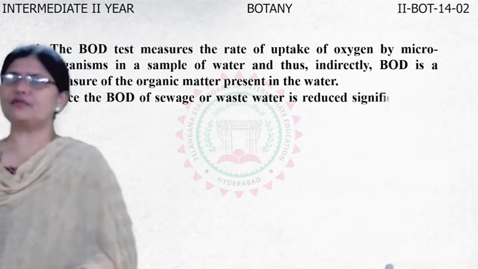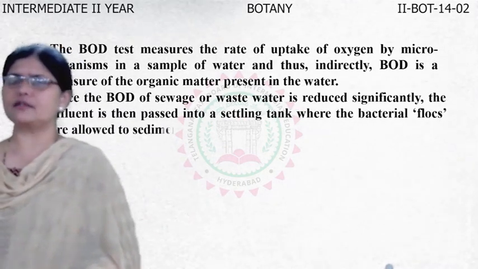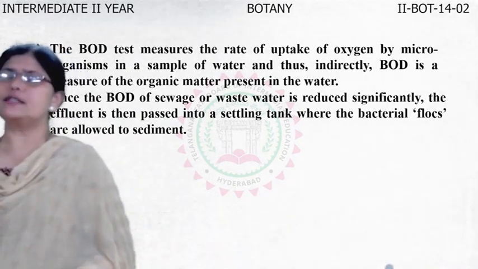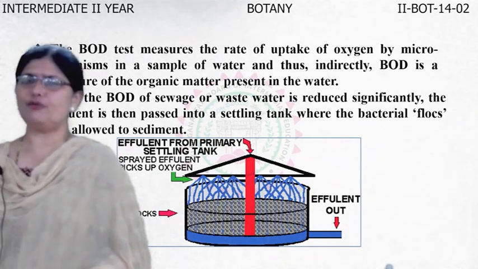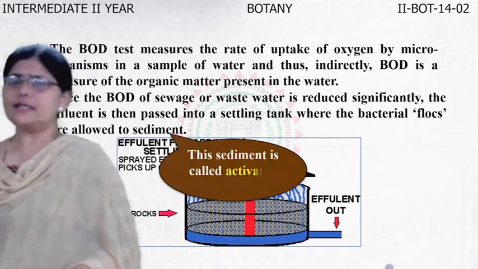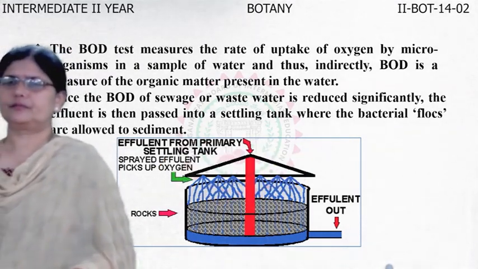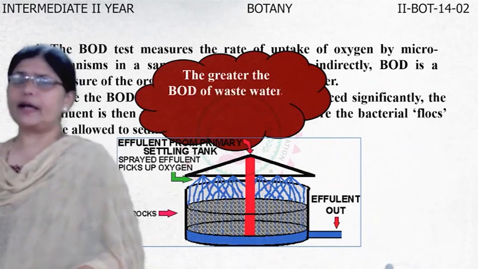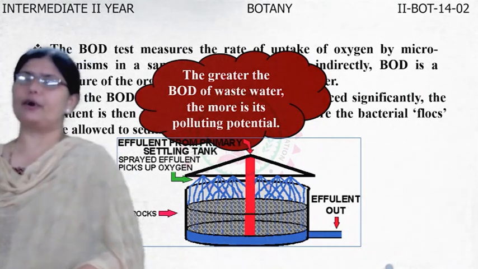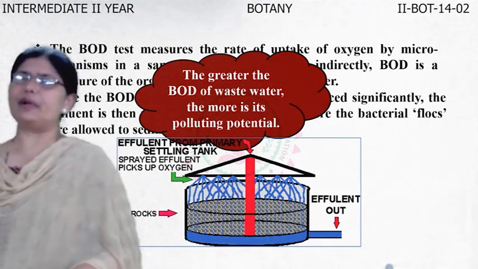Once the BOD of sewage or wastewater is reduced significantly, the effluent is then passed into a settling tank where the bacterial flocs are allowed to sediment. You can see the effluent tank. This sediment is called activated sludge. The greater the BOD of wastewater, the more is its polluting potential. So, the less the BOD, the less the pollution.